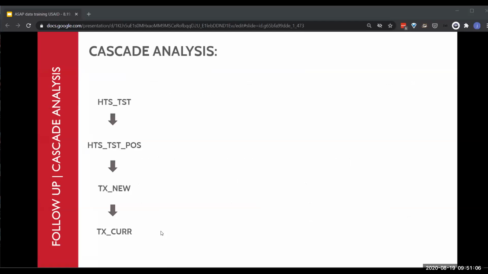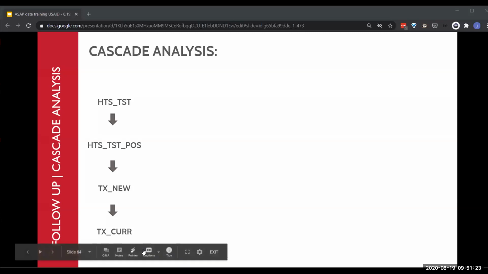So, again, we talk about a cascade analysis. This is sort of how we look at it. And you can see here, this is the very basic clinical cascade for HIV. We test people, the people we test positive, we initiate on treatment, and then those people may stay on treatment.